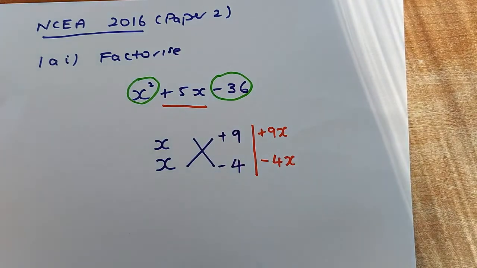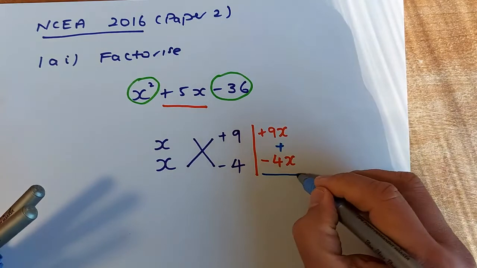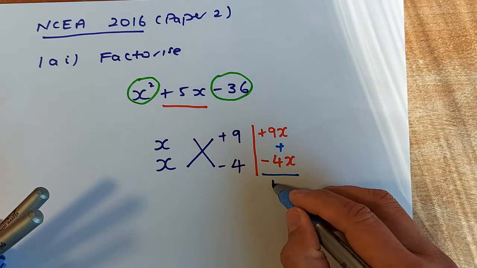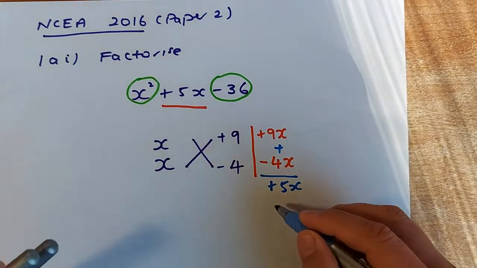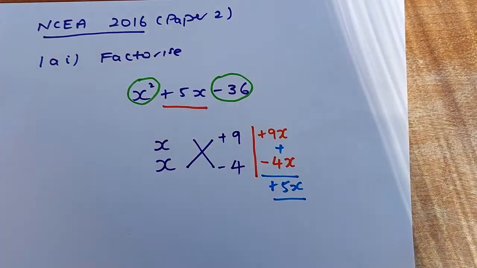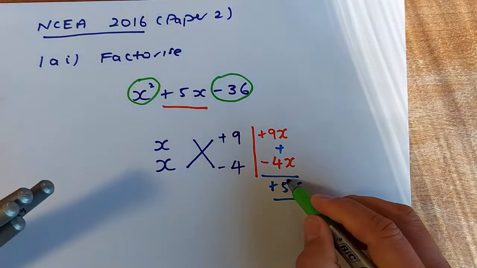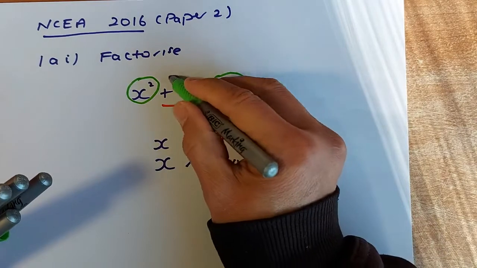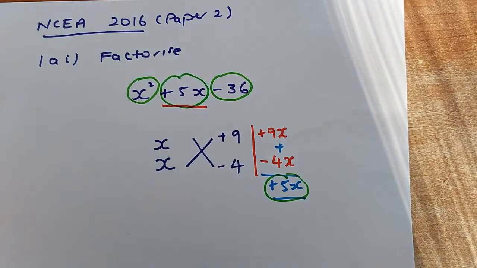And the last step you're going to do, you're going to add the 2 numbers together on the right hand side. So 9x minus 4x is going to be positive 5x. So the last thing you need to know is you see whether the number over here, is it the same as here? If they are the same, you got the answer.